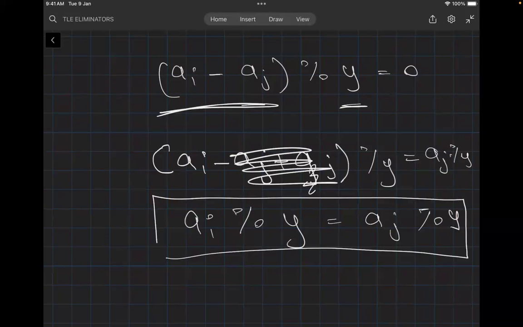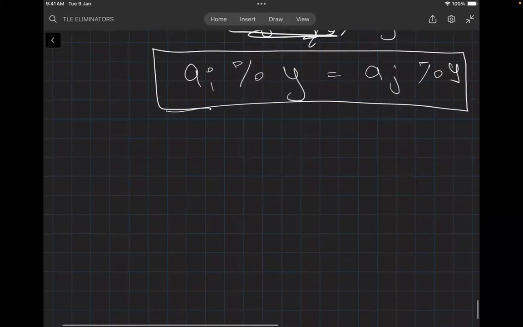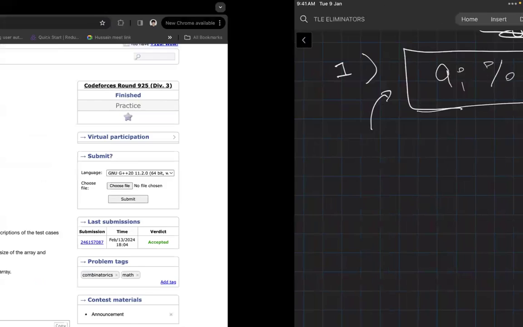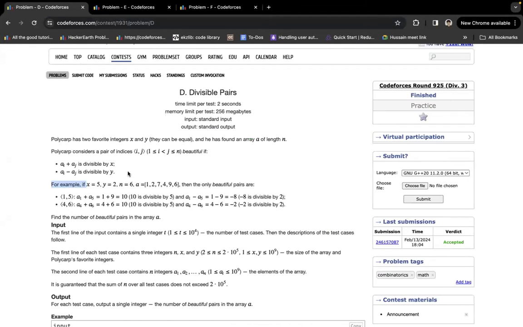Is this much clear, guys? What did I do? I just added plus a_j on both sides under modular arithmetic. So these two cancelled out and there is an a_j over here. And in the end, what does it show? a_i mod y is equal to a_j mod y. This is the first condition. Okay. Is this much clear? Put a yes in the chat if this much is clear.